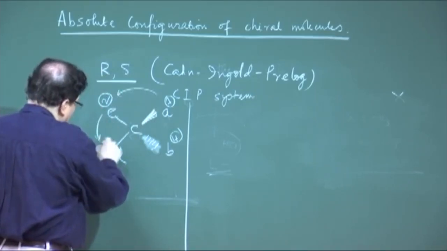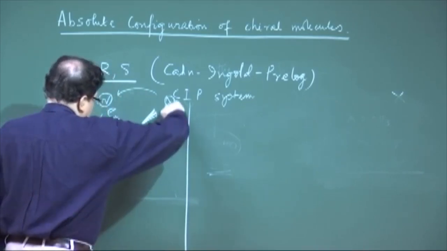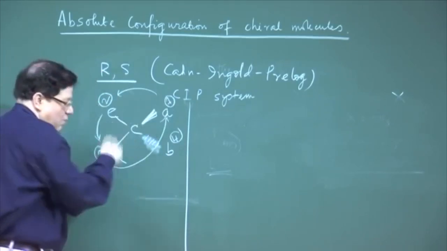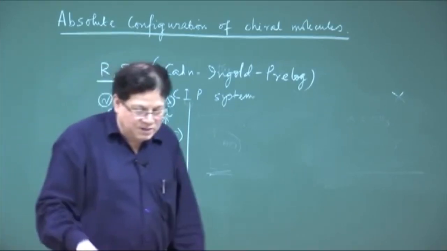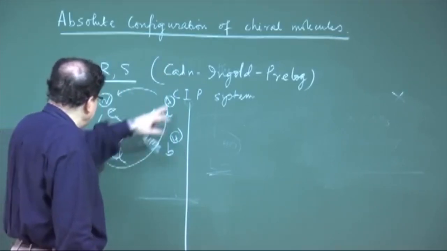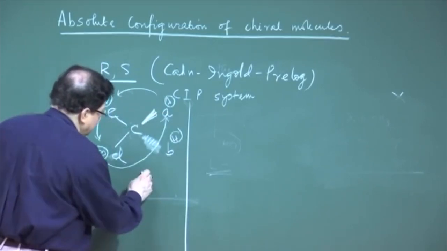and then you see what the sequence order is. If you go from 1 to 2 to 3, what is the direction order? Is it clockwise or anti-clockwise? So, in this case you can see that 1, 2 and 3 are arranged in an anti-clockwise direction. Okay.